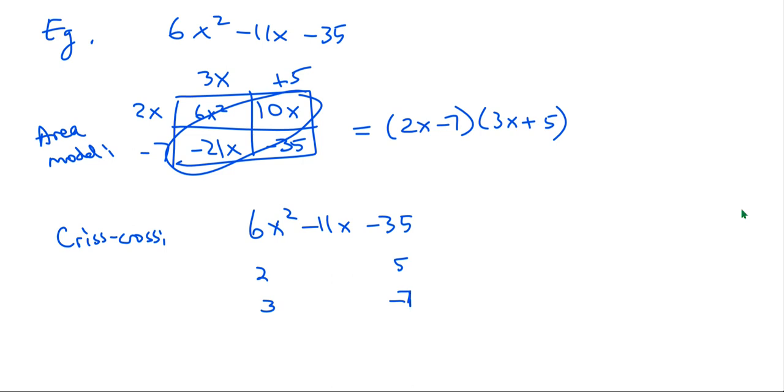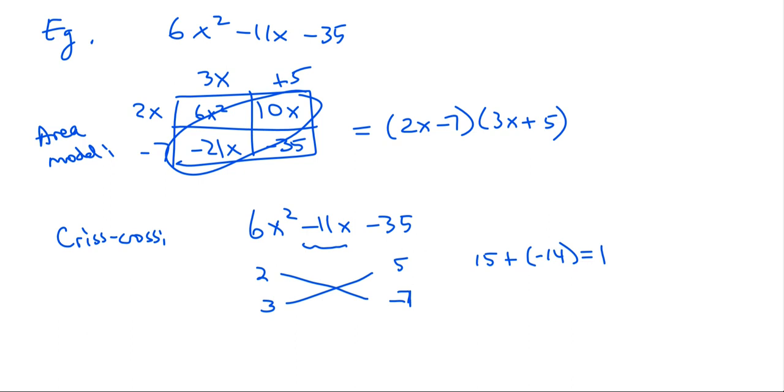Okay, so now what I do is I multiply crisscross. It means diagonally. I'm going to multiply diagonally, and I'm going to add what I get when I multiply. So I'm going to go 3 times 5 is 15, plus 2 times negative 7, which is negative 14. And that's going to give me 1. What answer it gives me needs to match up with this middle term, which is negative 11. So the 1 was not a good choice. The way I've placed these numbers is not a good choice because that doesn't add up to negative 11.